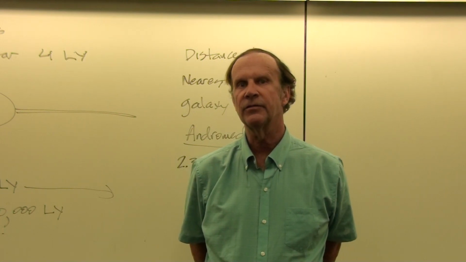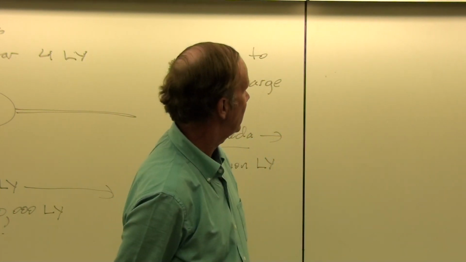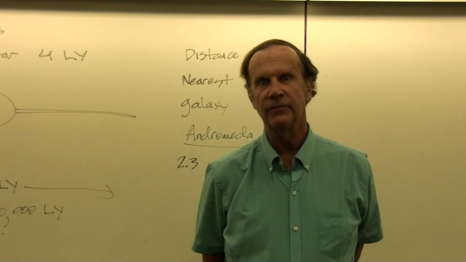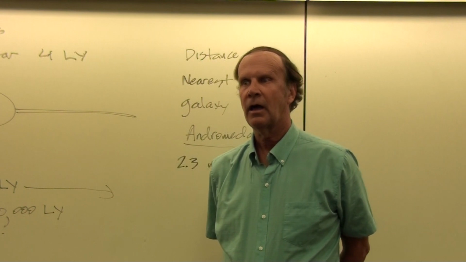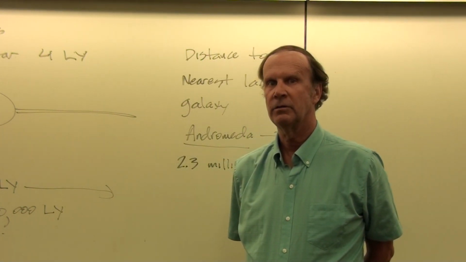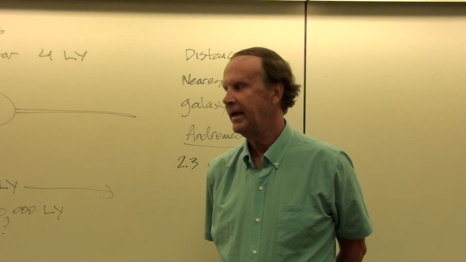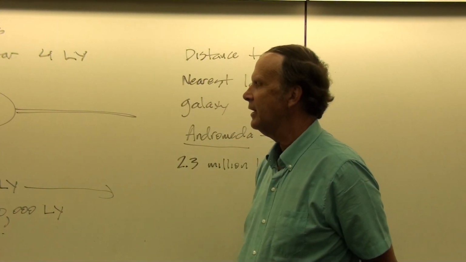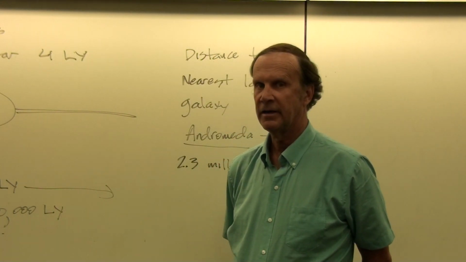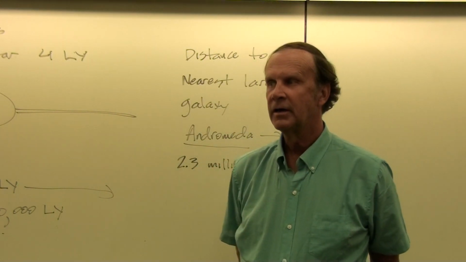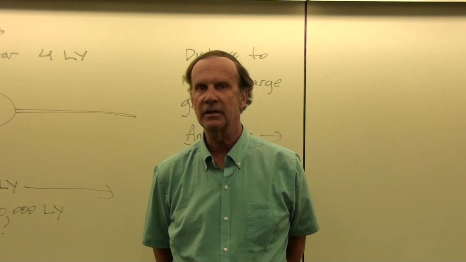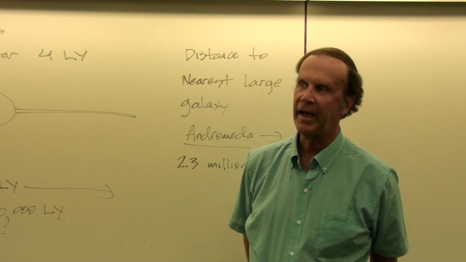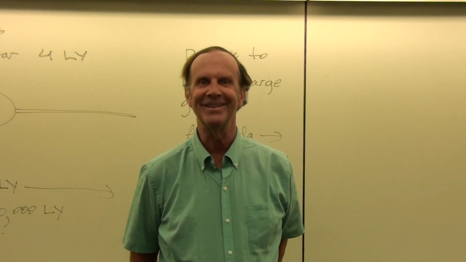You can see it as a fuzzy patch of light in the constellation of Pegasus, and it is the most distant object that is visible with the naked eye. But when we're looking at the light that comes from Andromeda, are we seeing what's happening on Andromeda now? No. Now we're looking a significant length of time into the past. We're seeing Andromeda as it was 2.3 million years ago.